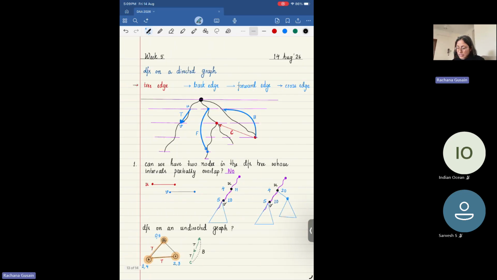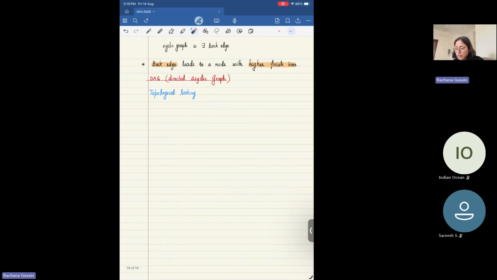So if it's a directed graph, just having the forward edge and cross edge will not create a cycle. Only the back edge will create a cycle. Okay? And that's true in an undirected graph as well. Now, let's say I have a directed acyclic graph. It means that if I do DFS on such a graph, I'm not going to get any back edge. All the edges will be either tree edge or forward edge or cross edges.